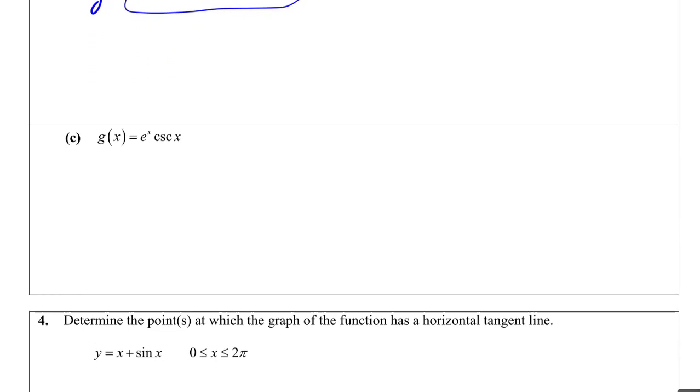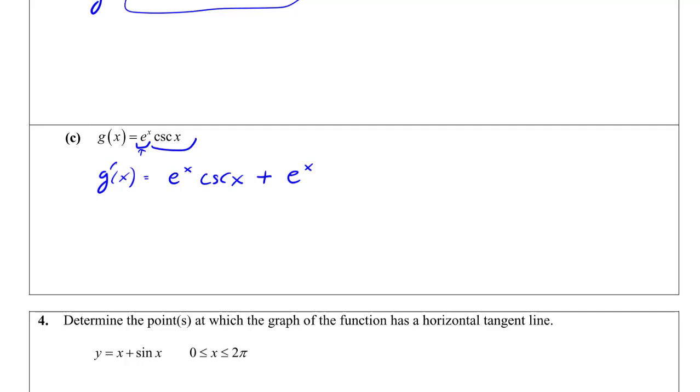All right, g of x equals e to the x cosecant x. Don't be drawn into the cosecant yet. First thing I need to notice is this is a product, the product of e to the x times cosecant x. So the first thing I'm thinking is I have to handle a product rule. So derivative of the first, the derivative of e to the x is just e to the x, second as it is, cosecant x, plus first as it is, e to the x, derivative of cosecant x.